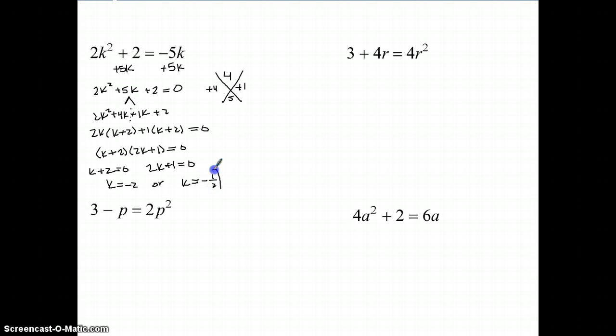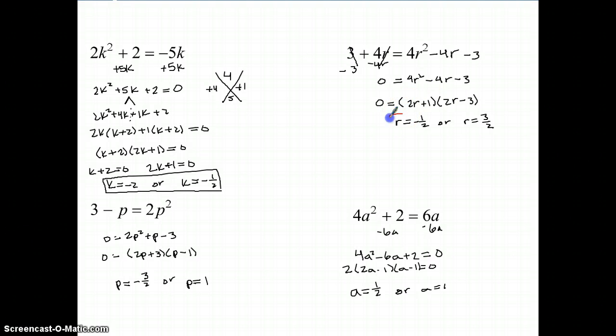You can solve those two equations on your own. On the right, notice that my quadratic term is already positive, so I'm going to move everything from the left over to the right, keeping that quadratic positive. First, I subtract my 4r, and then I'm going to subtract my 3. Now I have a 0 on the left equaling 4r squared minus 4r minus 3. Go ahead and pause the video and finish this one and the next two on your own.